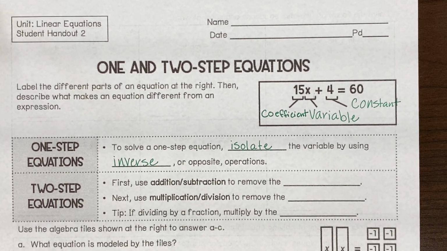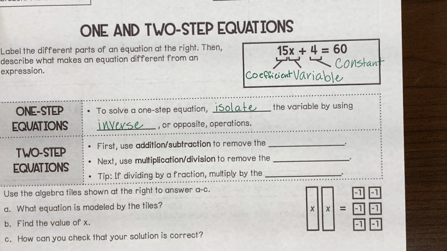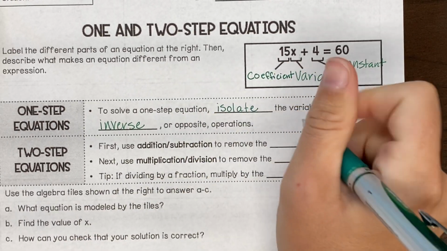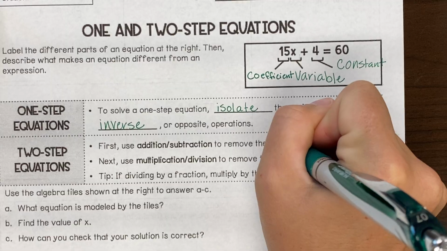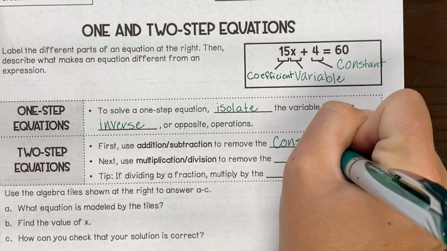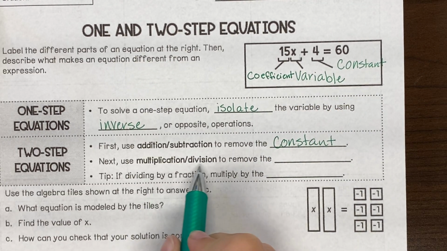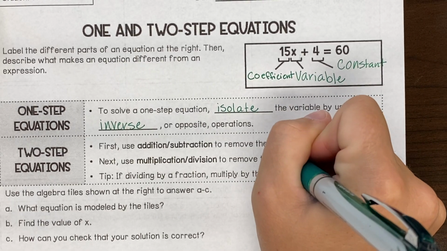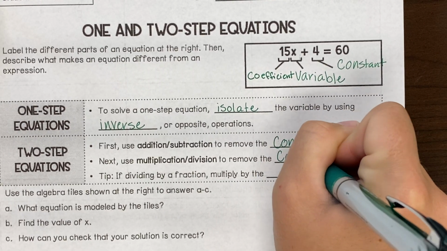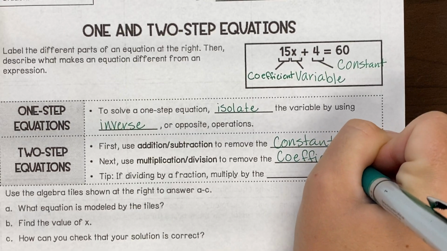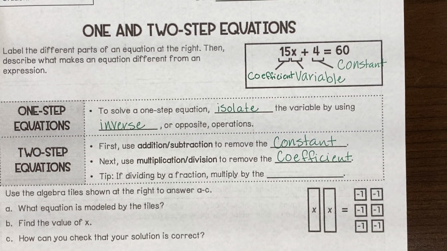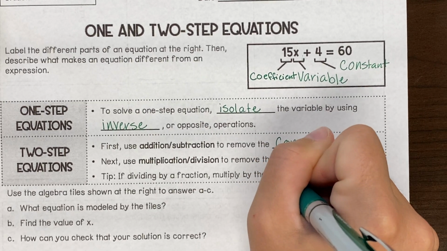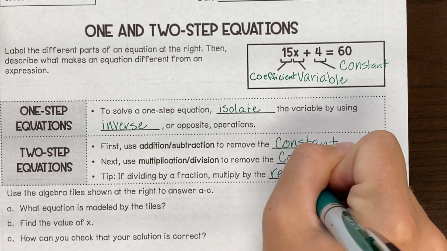On 2-step equations, we're going to solve this using 2 different steps. First, we're going to use addition and subtraction to remove the constant. Then next, we're going to use multiplication and division to remove the coefficient. And if for some reason we have to divide by a fraction, we're going to multiply by the reciprocal.